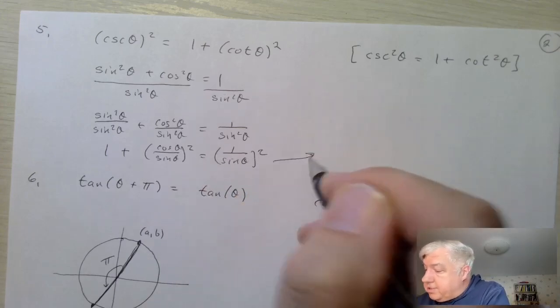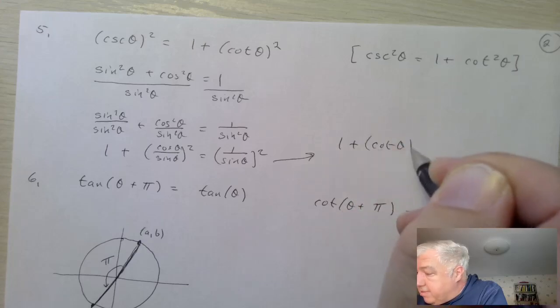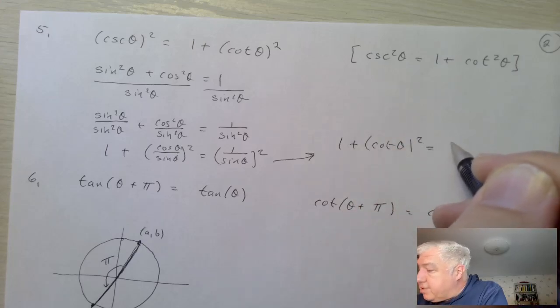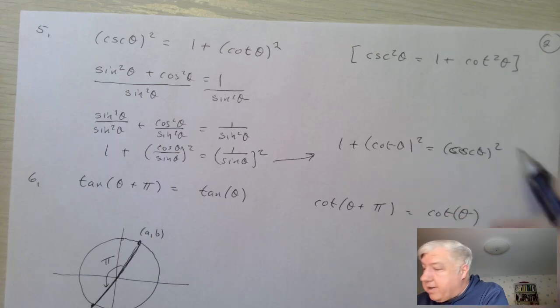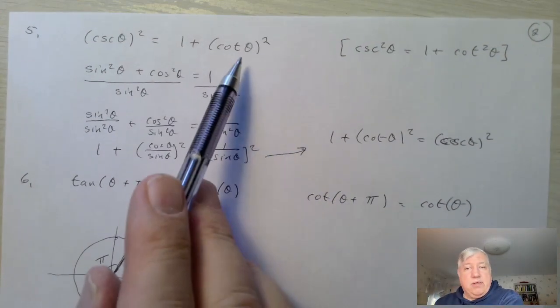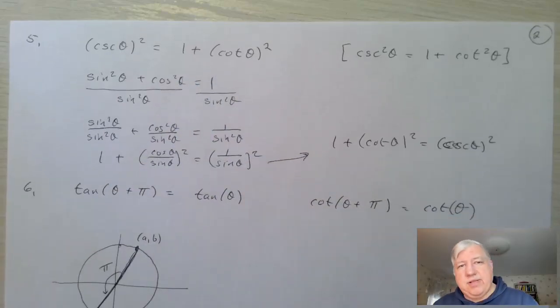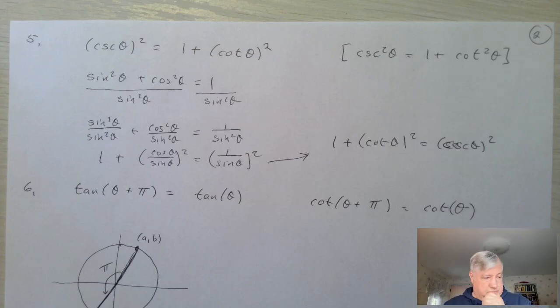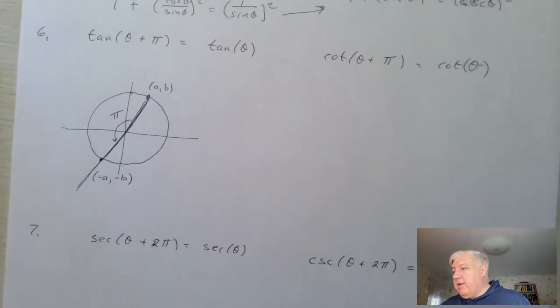And of course this is just 1 plus the cotangent of theta squared equals the cosecant of theta squared, which is exactly what this says. So these last two identities really just come from the fundamental identity. We're just dividing both sides by something. Okay, let's look at the next one.